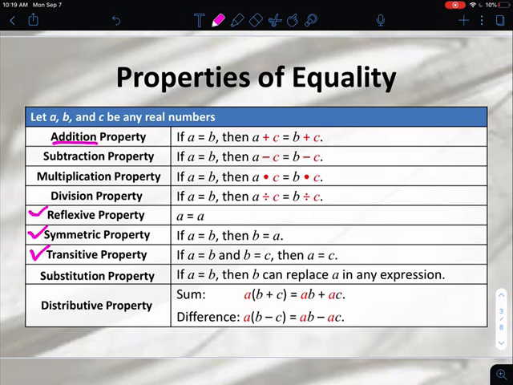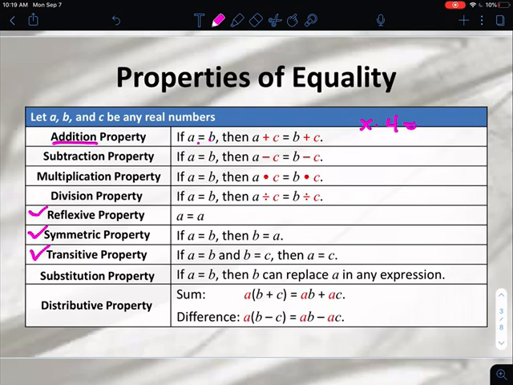So for instance, the addition property. When we look at the addition property, we're letting A, B, and C just be numbers. We're just letting them be any number that we can think of. If I have an equation, A equals B, I can add the same number to both sides and maintain my equality, meaning if A was equal to B, then if I add C to A and I add C to B, my left and right sides are still identical.